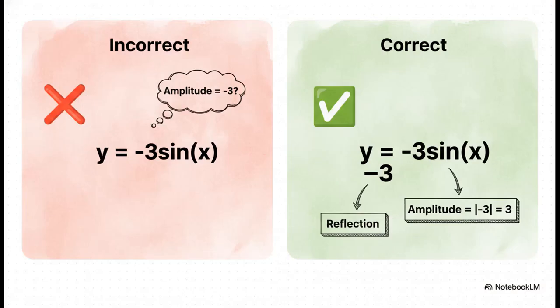So let's look at this side by side. On the left is the trap people fall into. They say y equals -3 sine of x and say the amplitude is -3. That's wrong. The right way to think about it is this. The amplitude is the absolute value of -3, which is 3. That negative sign just tells you about the reflection.